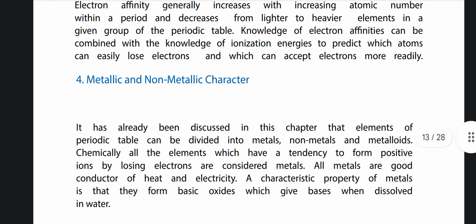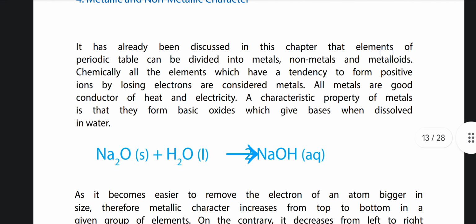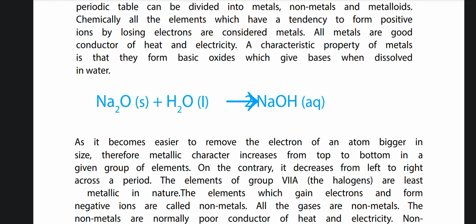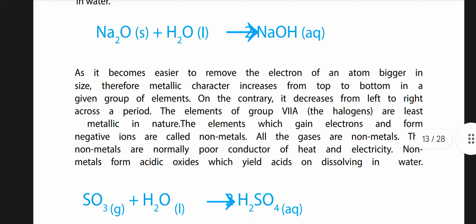Metallic and non-metallic character. Number 4. It has already been discussed in these chapters that the elements of periodic table can be divided into metals, non-metals, and metalloids. Chemically, all the elements that have a tendency to form positive ions by losing electrons are considered metals. All metals are good conductors of heat and electricity. A characteristic property of metals is that they form basic oxides which give bases when dissolved in water. Na2O plus H2O gives NaOH.